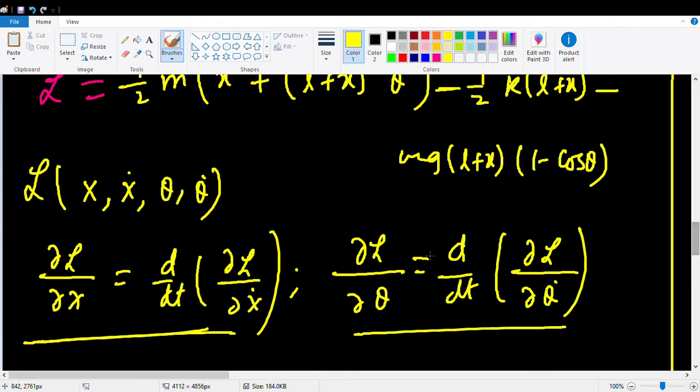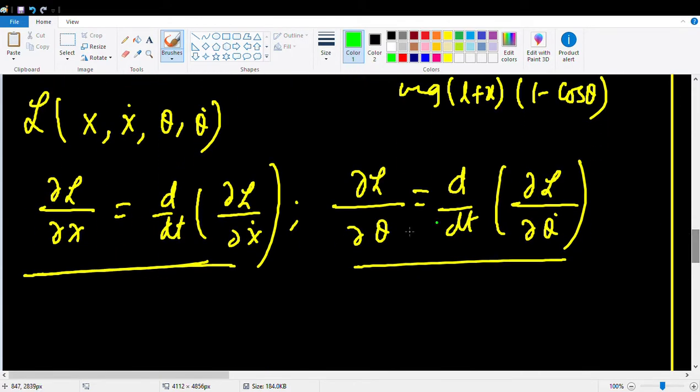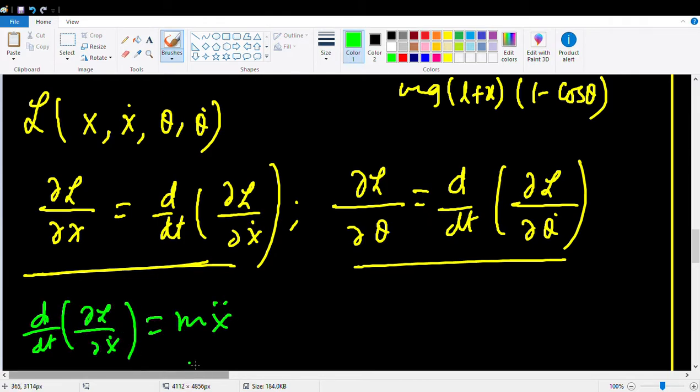Okay, so you don't have to do anything, you just have to take the derivative with all these things and you will get the result. Now what happens if I take the derivative with respect to x dot? Now where the x dot has appeared, there is only one here only. So everything else will become 0. The time derivative of x dot is going to give me m x double dot.